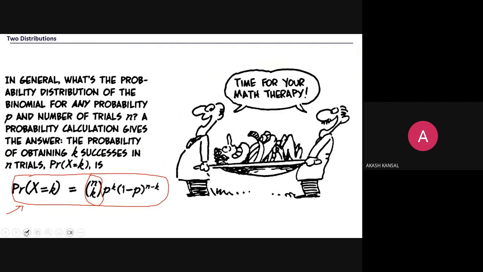So this formula is very important, and you should remember this formula for Bernoulli trials when they are repeated and we take a binomial variable. So this is the probability of getting k successes.